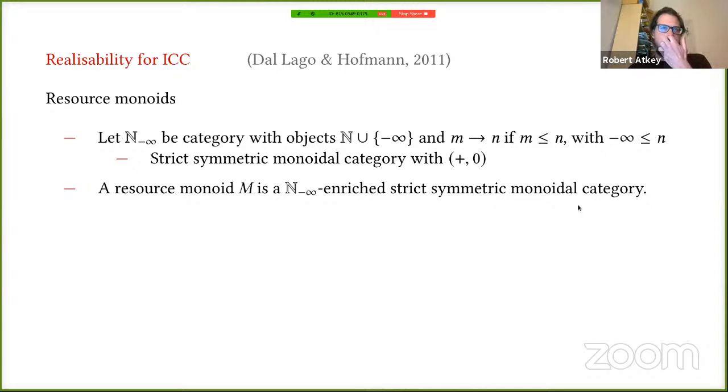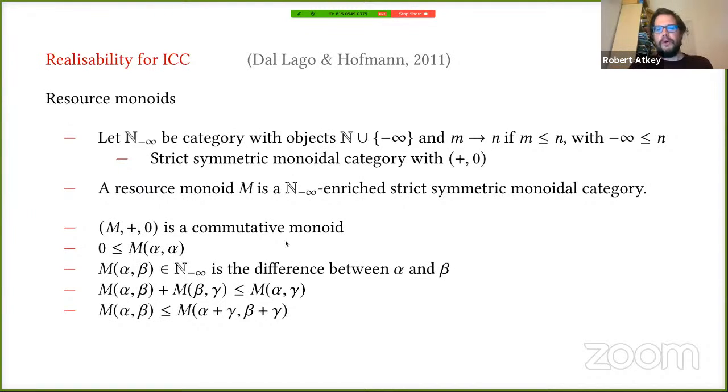So what does this mean? This means that we have a commutative monoid, M, so that's the strict symmetric monoidal bit, such that there's a kind of difference operator between every two elements of M. This Hom object here is sort of the difference between the first and second argument. I've written these in the wrong order. So M(alpha, beta) is the difference between alpha and beta.